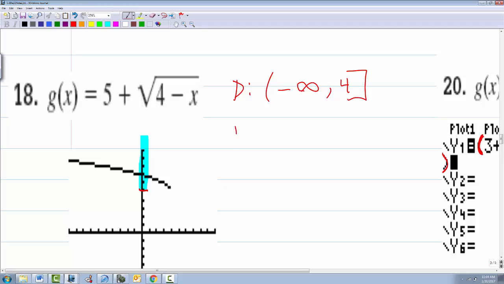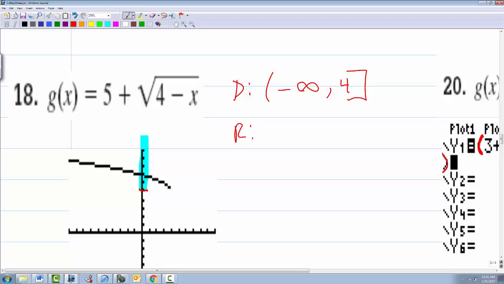Now let's think about when we plug in those values. This is one way to find out what range is. Look at the domain, plug in a couple, and see what happens. When I plug in 4, what do I get for a range value? 5. Now, when I plug in 3, what's 4 minus 3, everybody? 1. What's the square root of 1? 1. What's 5 plus 1? 6.